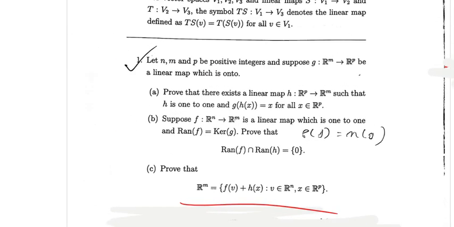Let n, m, p be positive integers and suppose g: R^m → R^p is a linear map which is onto. Prove that there exists a linear map h: R^p → R^m such that h is 1-to-1 and g(h(x)) = x for all x belongs to R^p.